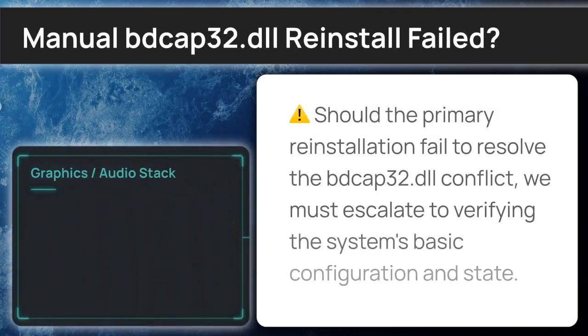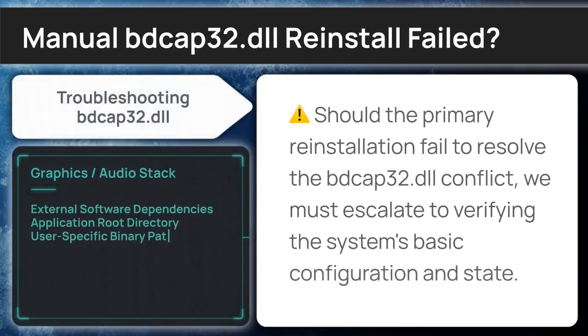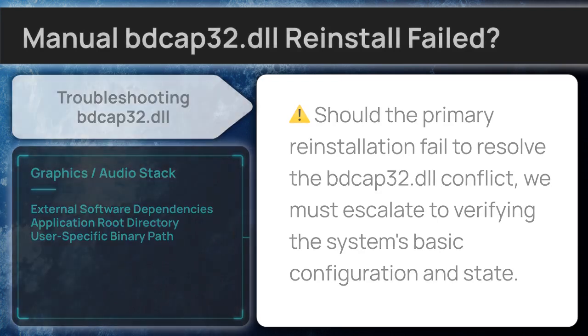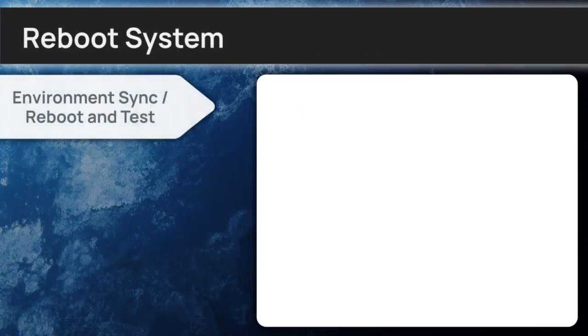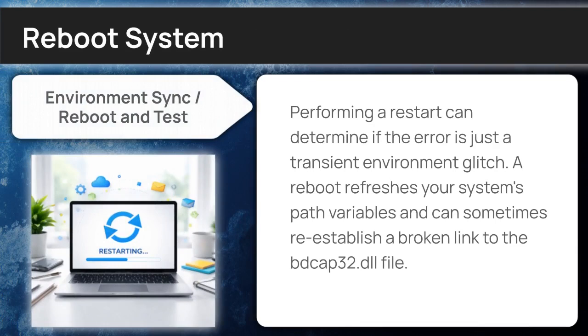In cases where the official installer remains ineffective, we must escalate to a manual review of your system's active runtime state. A simple restart can resolve file-in-use errors that mimic a missing bdcap32 library message. It's a low-effort step that ensures your operating system starts with a clean execution stack.